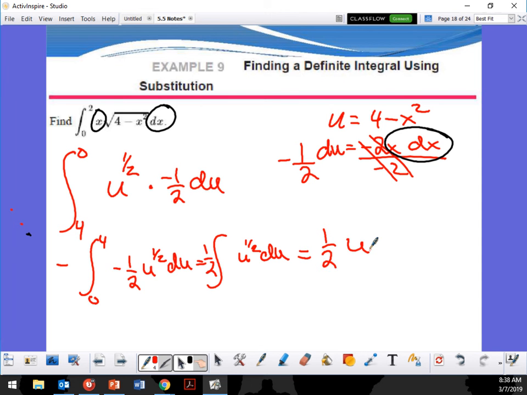u. Hold on. Let me fix this real quick. Okay, so there's 1/2 out front, and now it's going to be u to the 3 over 2. Okay, so now reciprocal that, so it's going to be 2 over 3. And so now, what do I add? So this is going to be a definite integral. So that means I'm going to have bounds. So that means right here goes from 0 to 4, right? I no longer have that plus c.